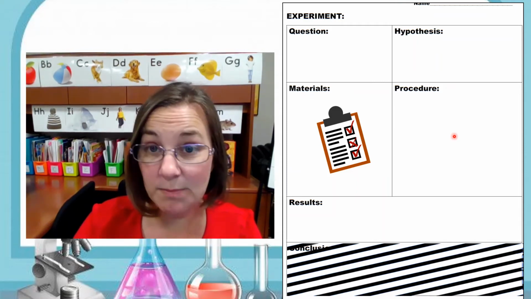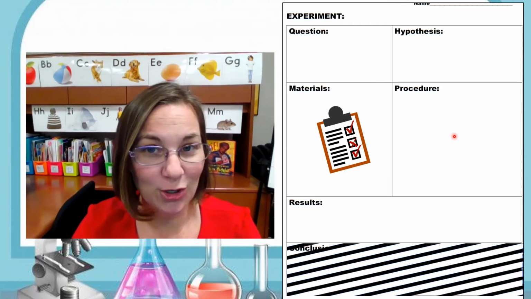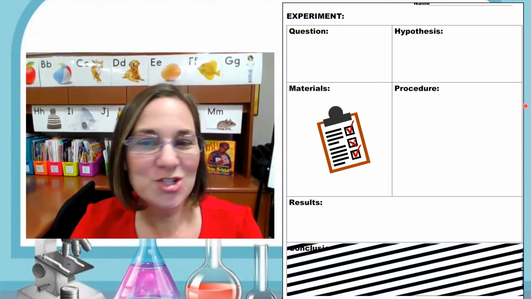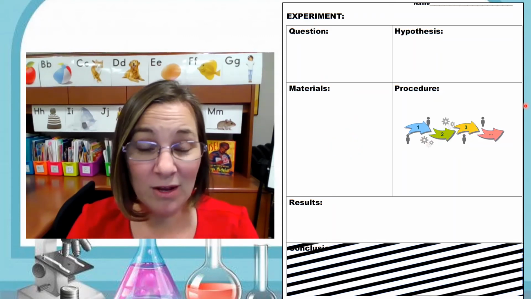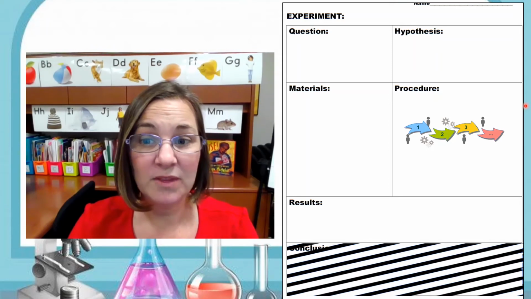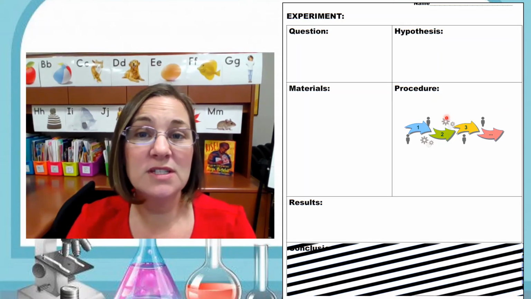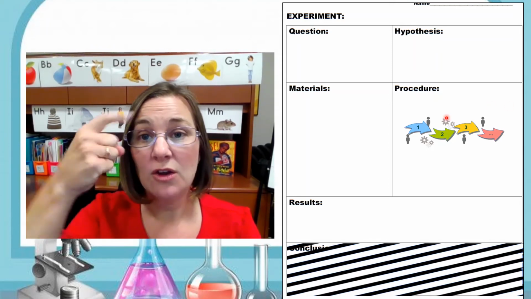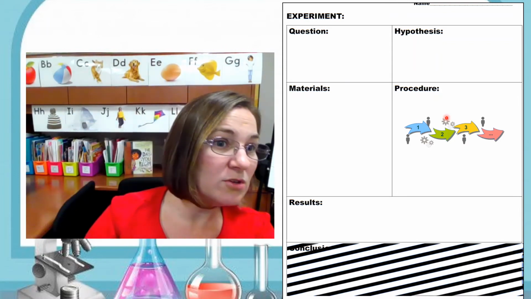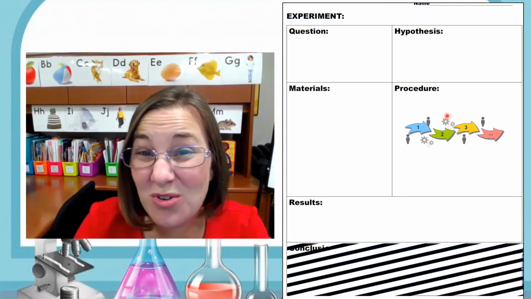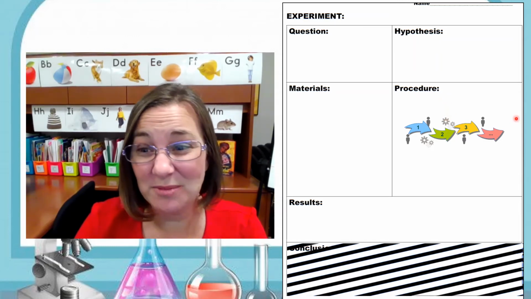Put your finger on this box and say procedure. Procedure is a fancy way of saying the steps you need to take to follow the experiment or conduct your investigation. A lot of times you see the procedures listed in steps like this: first, second, third, fourth. You do these investigations so that you can discover the answer to your question.